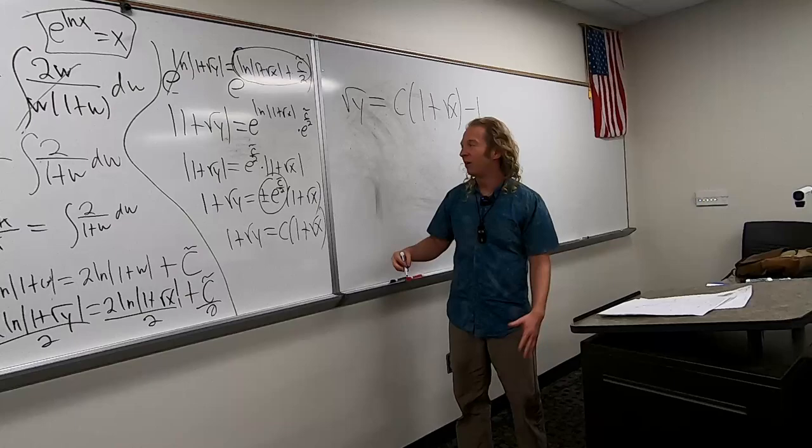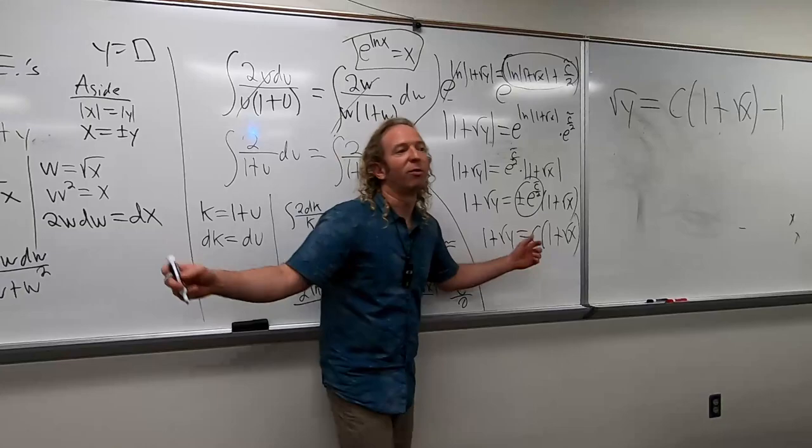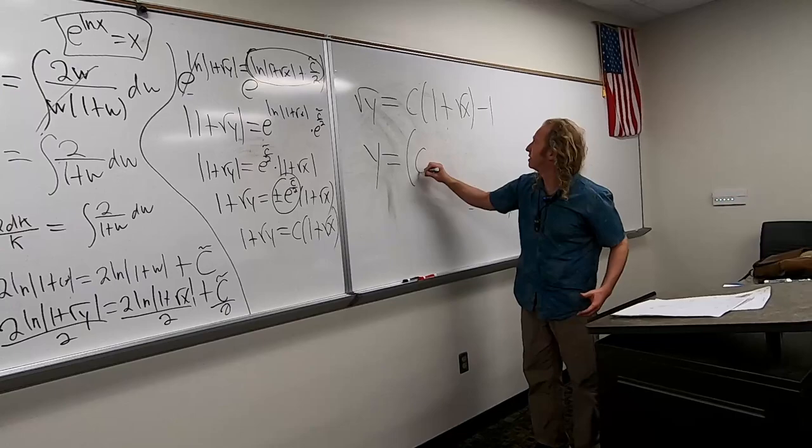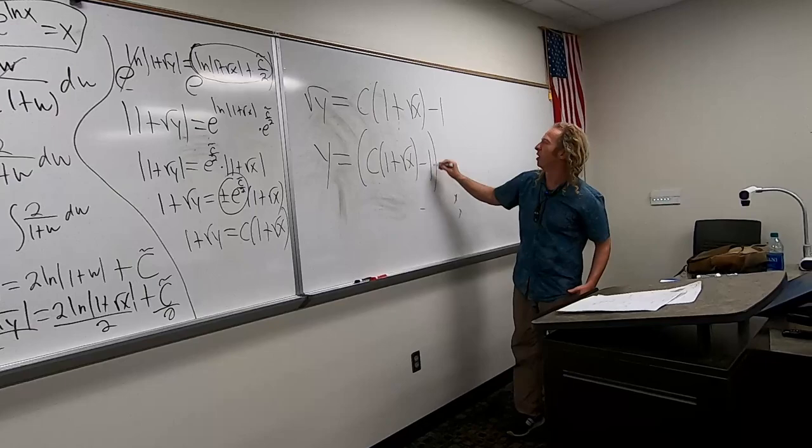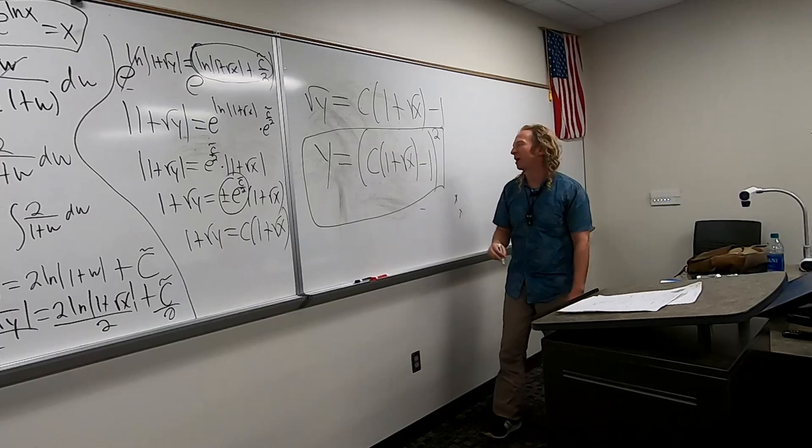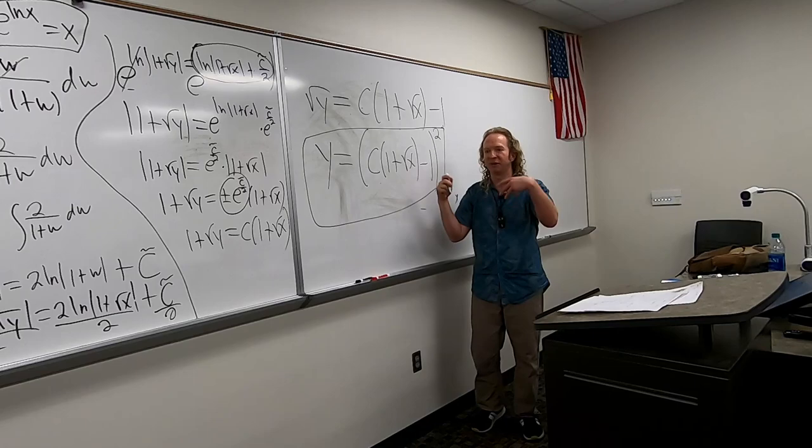What's the last step? Square both sides? Yeah, good. Just square both sides. Very good. So we get (c(1 plus square root of x) minus 1) squared. You could keep going and do some fancy stuff here, but I'll leave it. If you're wondering what I mean by that, you could distribute the c and combine it with the 1. c minus 1, call that k, right? But it's good enough.